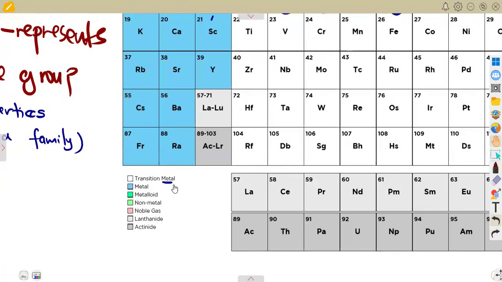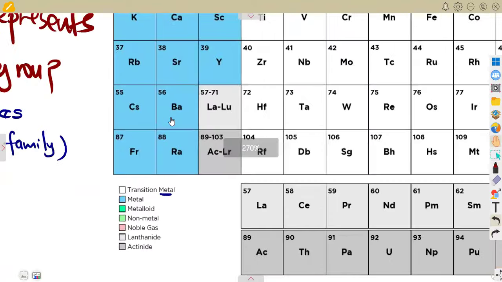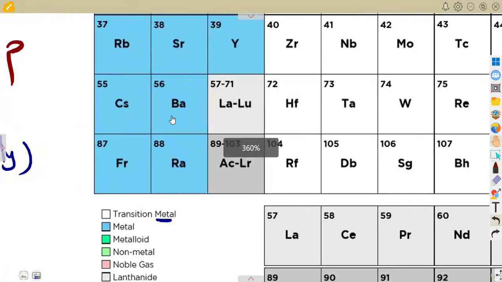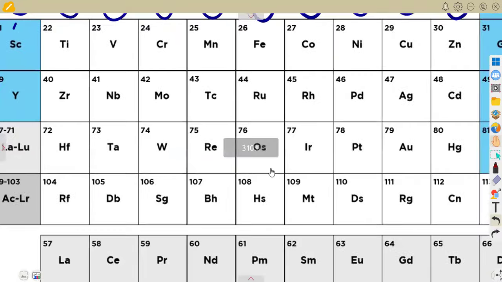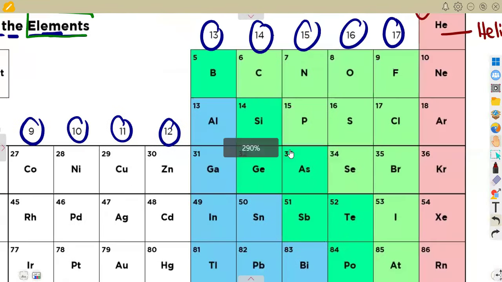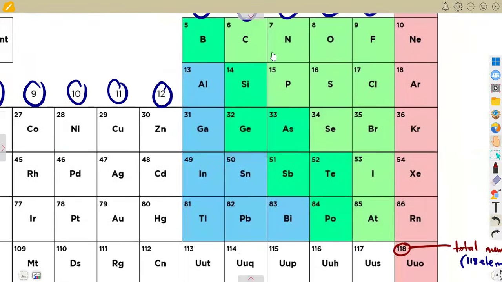Then we have hydrogen, which is a non-metal, it's not a metal. All the colors that you see here are non-metals. This part, a little bit light green, these are now the non-metals that you can have.